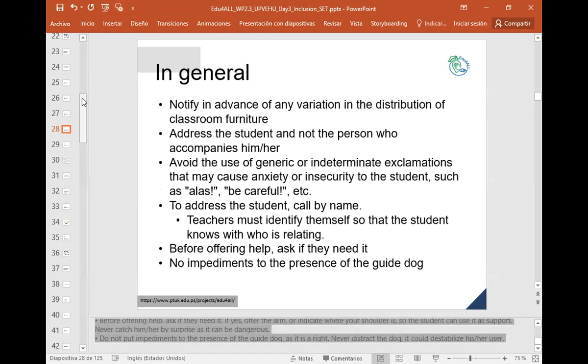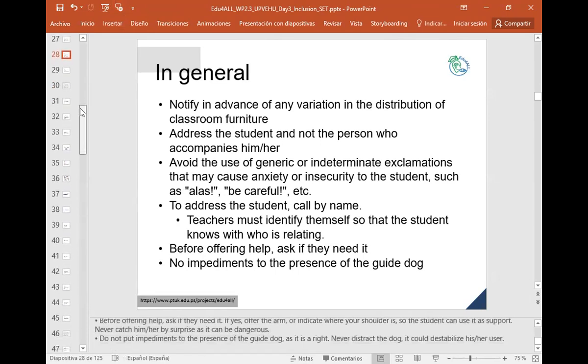Notify them in advance of any variation in the distribution of classroom furniture. Indicate the different spaces taking their position as a reference. Address the student and not the person who accompanies him/her at that time, orientation specialist, volunteer, classmate. Avoid the use of generic or indeterminate exclamations that may cause anxiety or insecurity to the student with visual difficulty, such as "alas," "be careful," etc., replacing them for example with "stop." To address the student, call him/her by name.